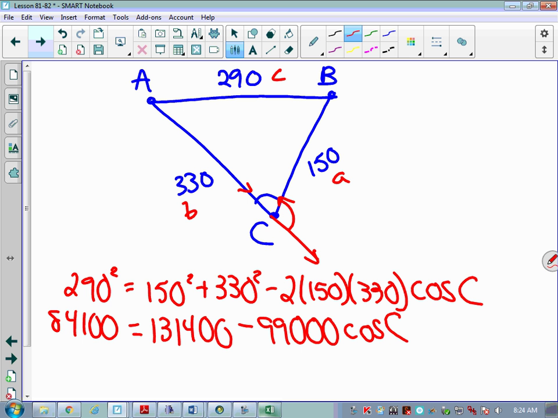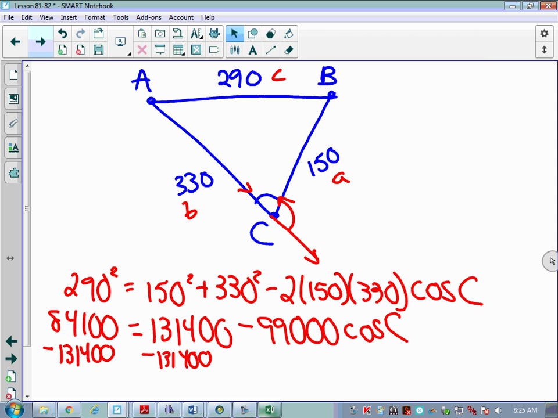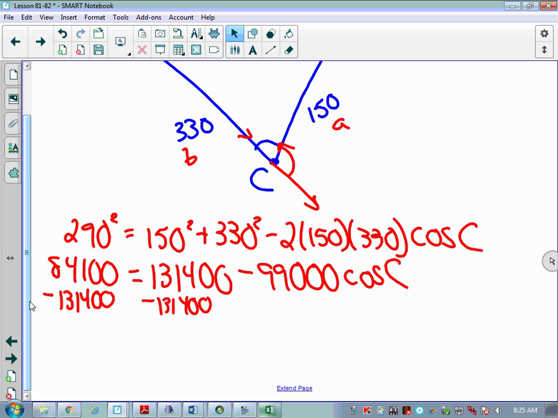Okay, the next thing we're going to do is we're going to subtract 131,400 from 84,100. Which is fine because we're going to end up dividing by a negative anyway. Okay, that's going to end up with a positive number. 84,100 subtracting 131,400, I think comes out to like negative 47,300, something like that.